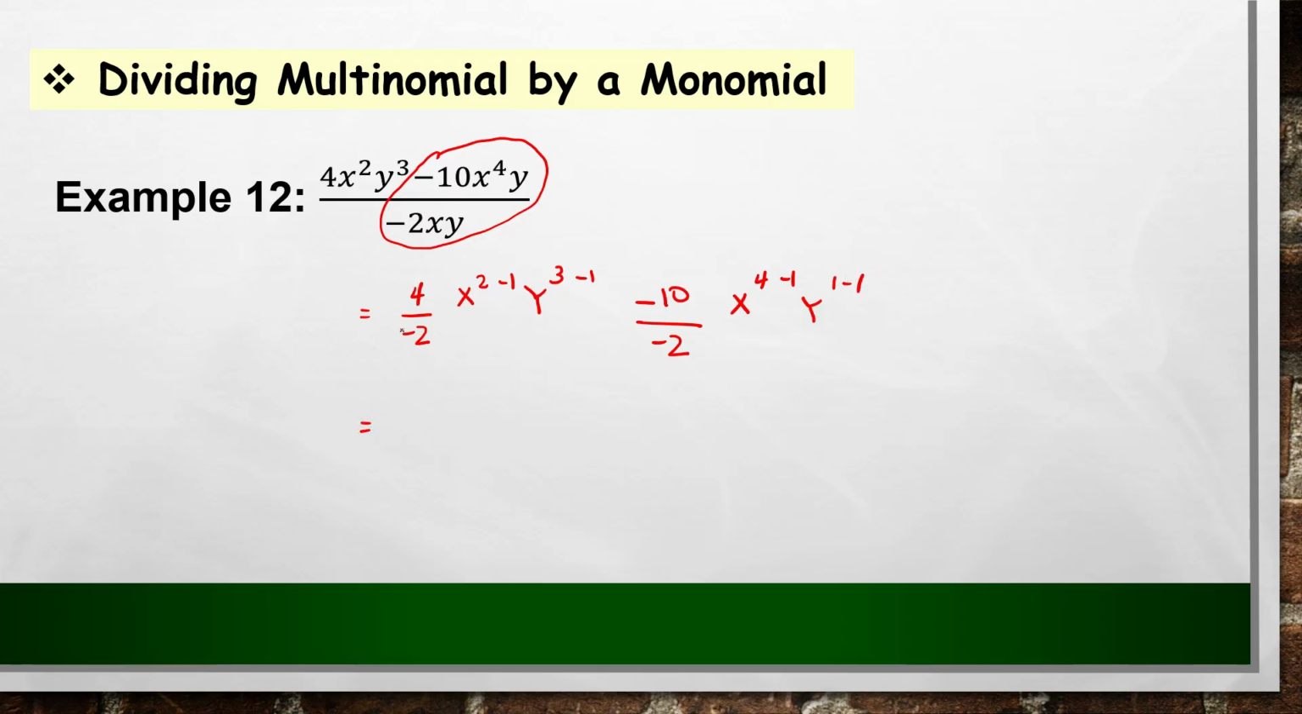Let's simplify the answer. 4 divided by negative 2 is negative 2. This will be x, and then y raised to 2. Negative 10 divided by negative 2 is positive 5, so this is plus 5 now. x raised to 3. y to the 1 minus 1 is 0, and y raised to 0 is equal to 1, so there's no need for us to write it there.